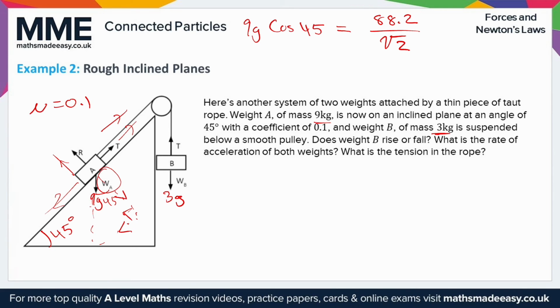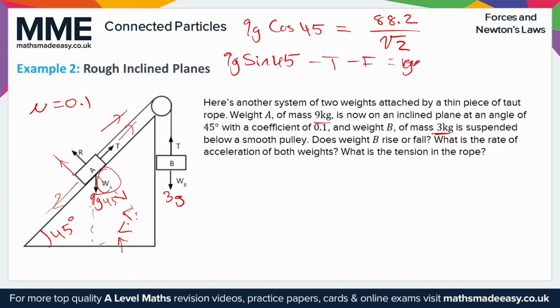In this case, we know what mg is. It's 9g. So it's going to be 9g sine 45. Sine, because in this case we're working out the opposite here of the triangle that we drew. Minus the tension, because that's going up the plane. And then minus the friction, because we're imagining it's going down. Okay, and then that can be simplified a little bit.